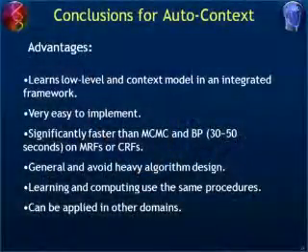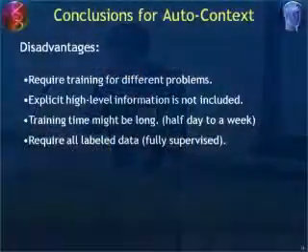So the conclusion for the auto-context part is we learn a low-level context model in an integrated framework. That's important because we don't want to distinguish too much between the high-level and the low-level, although this is still a black box type of thing. So the new thing is to push for more explicit. Very easy to implement, significantly faster than the sampling or energy minimization algorithms in general, and avoids heavy algorithm design, all these things. But it also has a disadvantage.